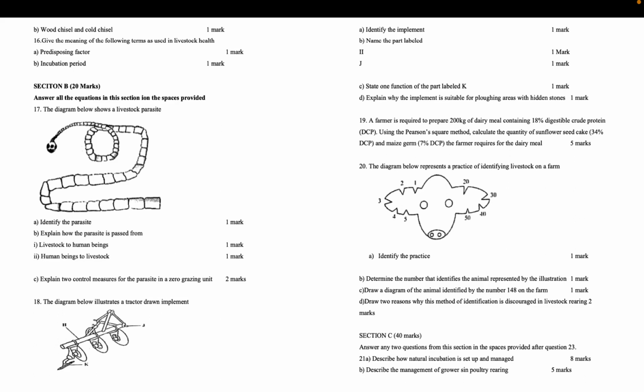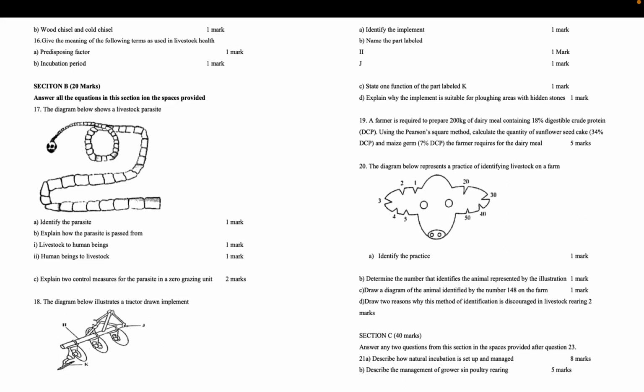20. The diagram below represents a practice of identifying livestock on a farm. A. Identify the practice, 1 mark. B. Determine the number that identifies the animal represented by the illustration, 1 mark. C. Draw a diagram of the animal identified by the number 148 on the farm, 1 mark. D. Give 2 reasons why this method of identification is discouraged in livestock rearing. 2 marks.